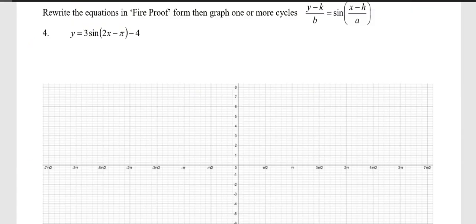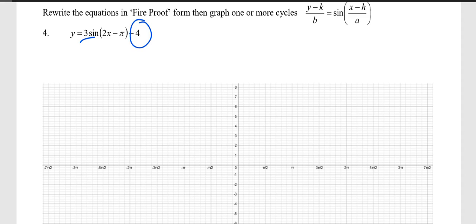Okay, I'm going to give you just a few seconds here to try to put this in fireproof form yourself. Okay, don't you dare give up. Okay, start with the -4. All right, that's where you should start, and then after that, deal with the 3. Okay, and then work on the parentheses. Okay, but get it into fireproof form.